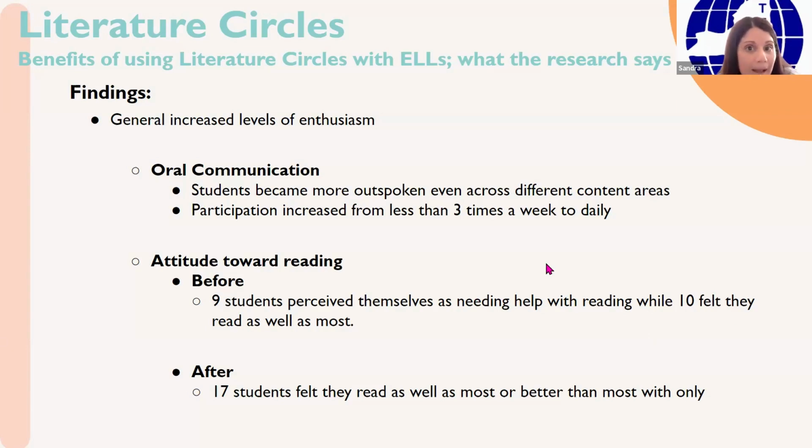In terms of their attitudes before the implementation of the literature circle, they found that 9 students perceived themselves as needing help with reading, and 10 students felt that they were mostly okay with the reading. However, after the literature circle was done with the students, 17 students out of the 24 felt that they read as well or even better than what they did before.